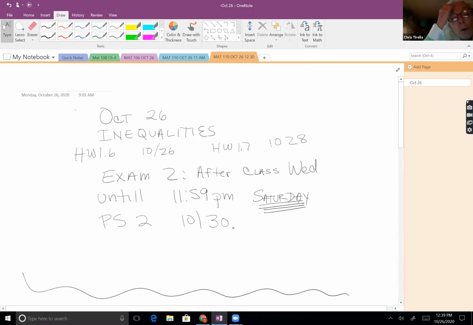Homework 1.6, which was on solving the different types of equations, and it ran the gamut from fractional equations to square root equations to absolute value equations, is due by the end of the day today. And homework 1.7 will be due by Wednesday. We're going to finish looking at 1.7 today. It deals with inequalities. After we finish those inequalities, that's the end of the chapter. And so we'll finish that new material today.